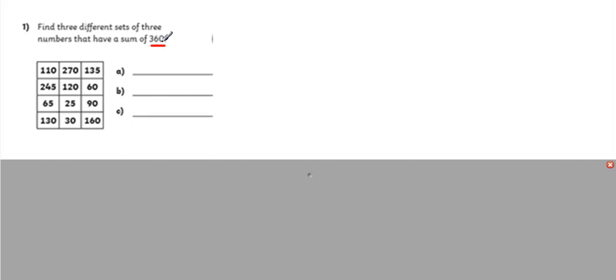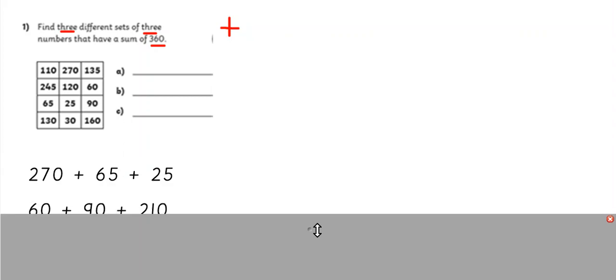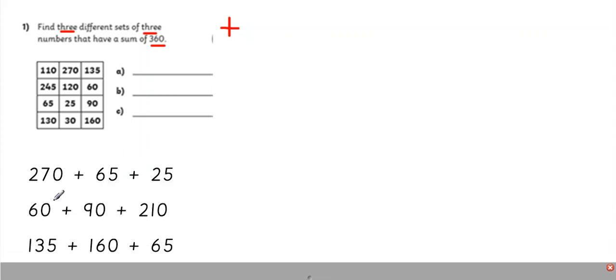Okay, let's have a look at the answers then. If it says sum, it means add. Sum means add. So you've got to find 3 different sets of 3 numbers. There are your 3 different sets, and you need 3 numbers in each set. Here are some that I came up with. 270, add 65, add 25. 60, add 90, add 210. 135, add 160, add 65.